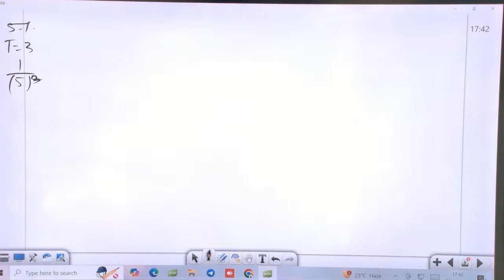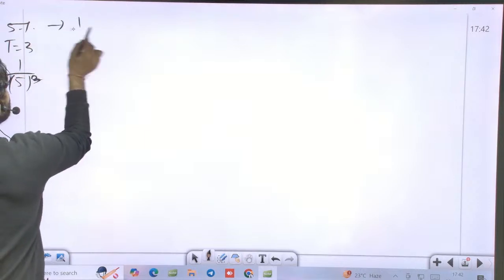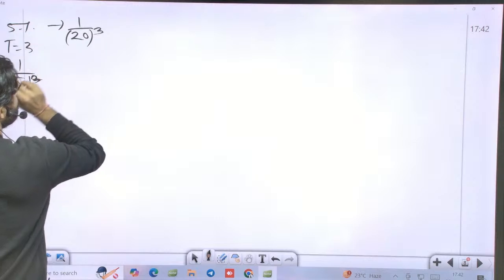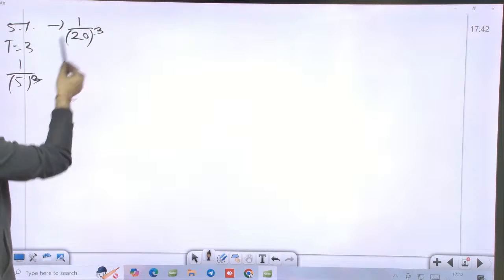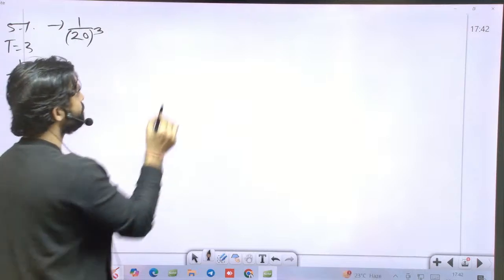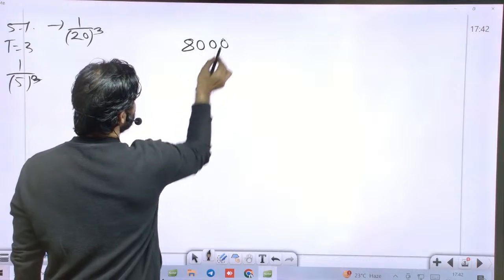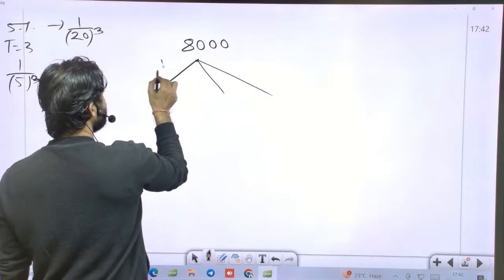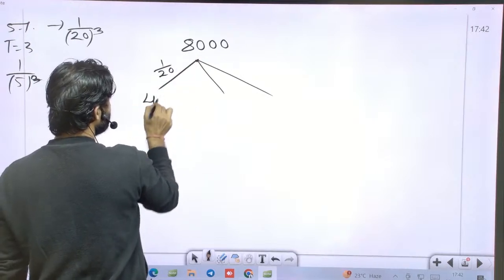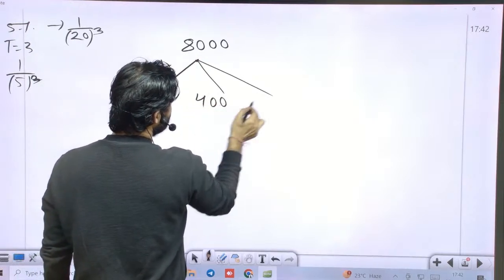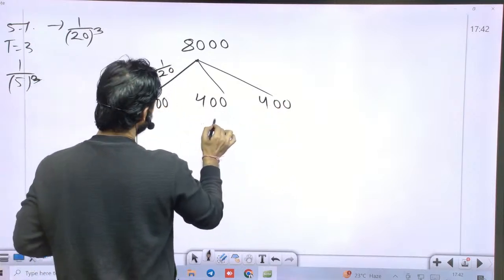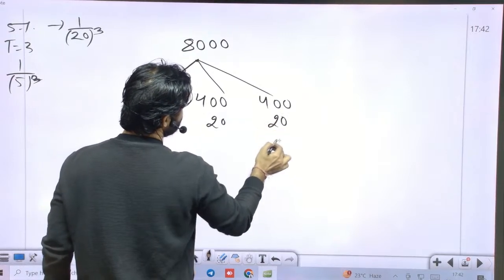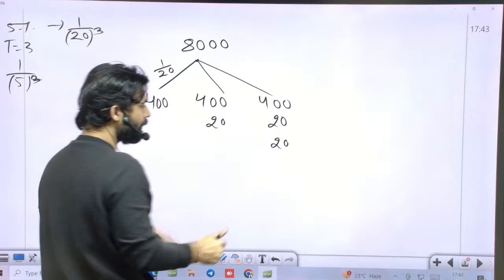First make the fraction. Okay, first make the fraction. So fraction is 1 by 20 and the cube of 20 because the time period is 3 years. So cube of 2 is 8. Take 3 zeros. Collect the interest at 1 by 20. So this is 400. So all the values will be equal. 1 by 20 of this 400 will be 20. So these 3 values must be equal. And 1 by 20 of this is 1.